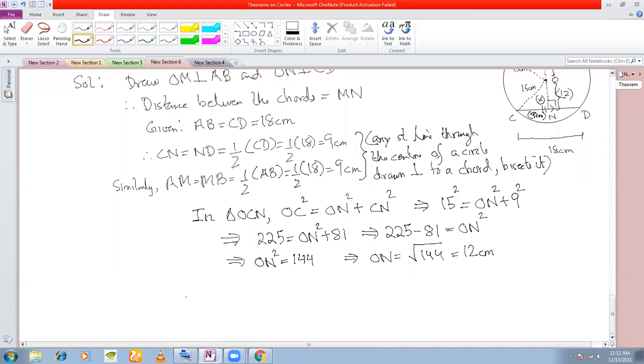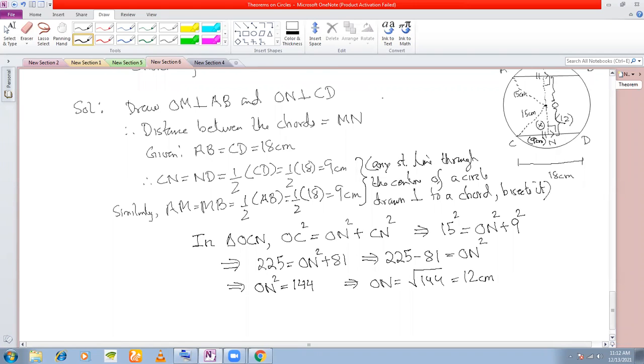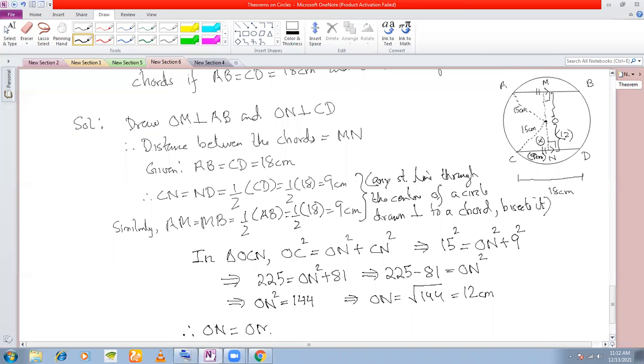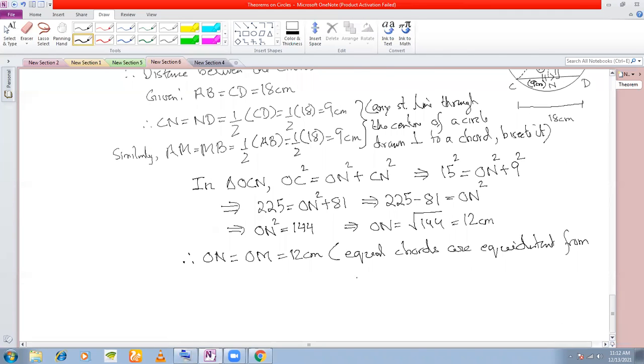So how will we write the theorem? So we have, therefore, ON is equal to OM must be equal to 12 centimeters. Why? Because equal chords are equidistant from the center of a circle. Clear? This is how you should write.